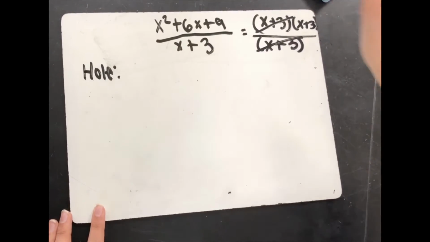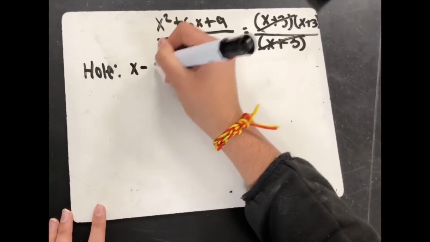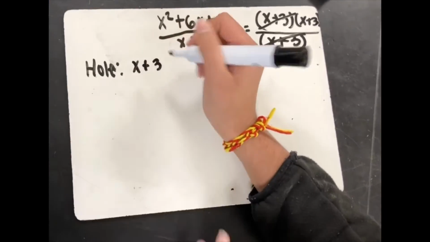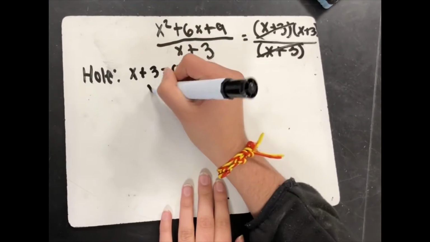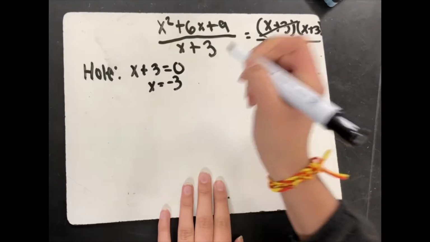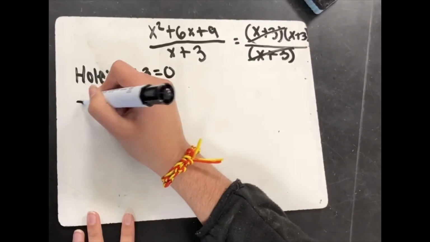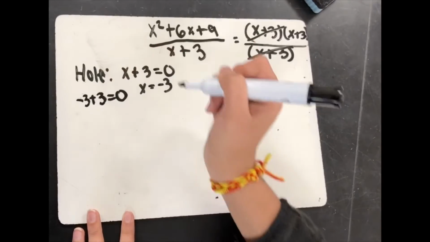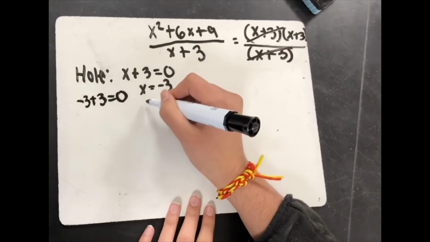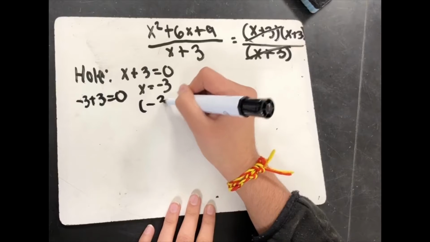Now we have to find the hole, and we have to set the crossed off value equal to 0. In this case, it's x plus 3. So we have to do x plus 3 is equal to 0, and then we get x is equal to negative 3. So the hole is located at negative 3, 0.